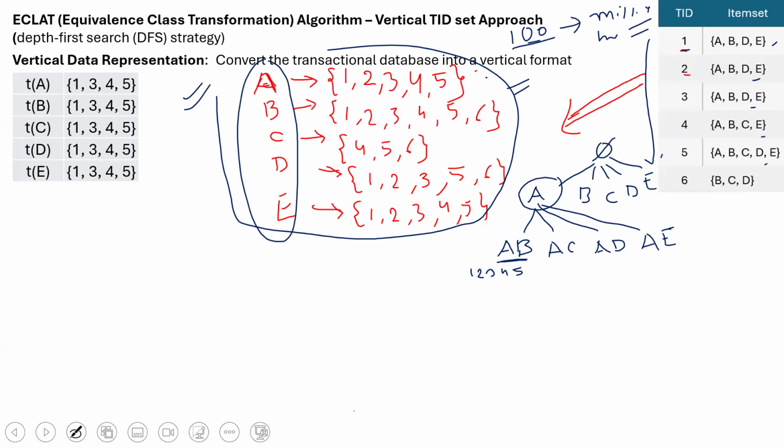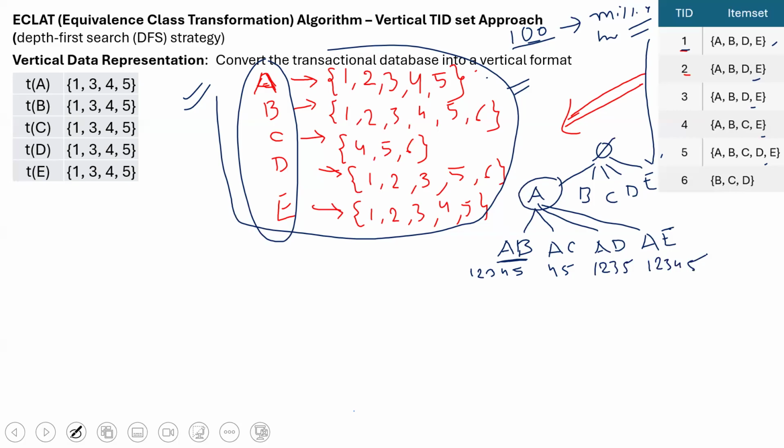Now you will find AC. What is AC? The intersection of these two, right? 1, 2, 3, 4, 5 and 4, 5, 6. The intersection is 4, 5. What is the intersection between A and D? It is 1, 2, 3, 5. Right? What is the intersection of A and E? 1, 2, 3, 4, 5. Got it? Now you got this.